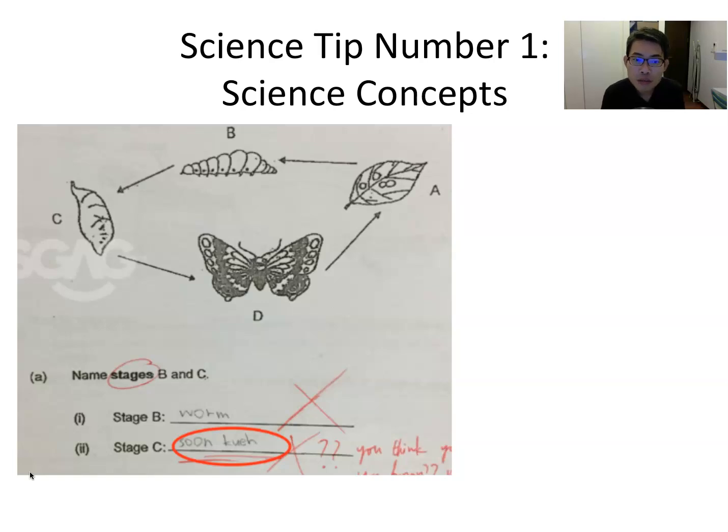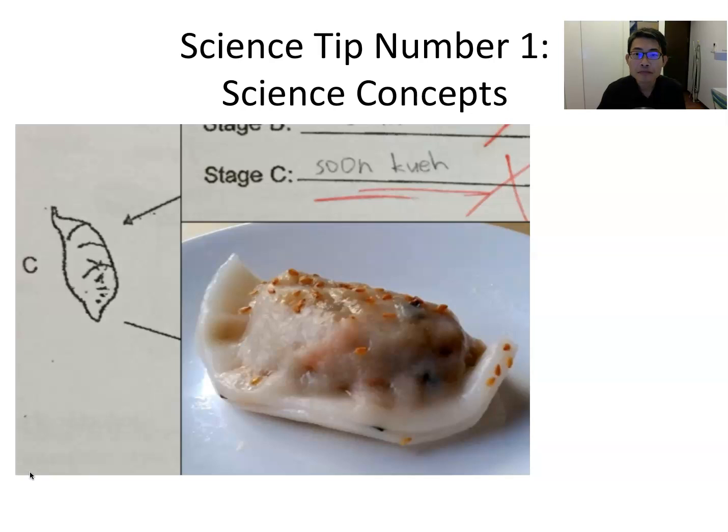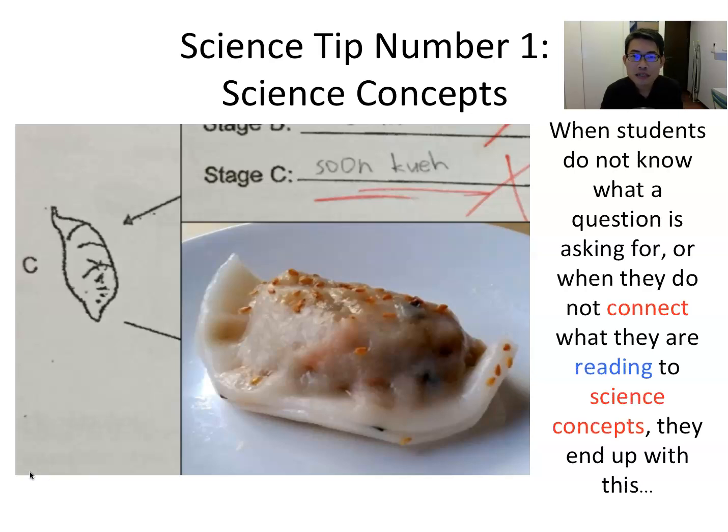For stage B, the child wrote worm, and for stage C, Sun Gui. What is Sun Gui for those who do not know? Well, this is a Sun Gui. Now, why do you think the child wrote that? My understanding is this. The child wrote that because the child doesn't know what the question was asking for. They couldn't connect what they were reading, which are all the words there, to the science concept being tested in this question, which is about life cycle and the stages in life cycle. That is why they end up with hilarious and very sad answers such as this.